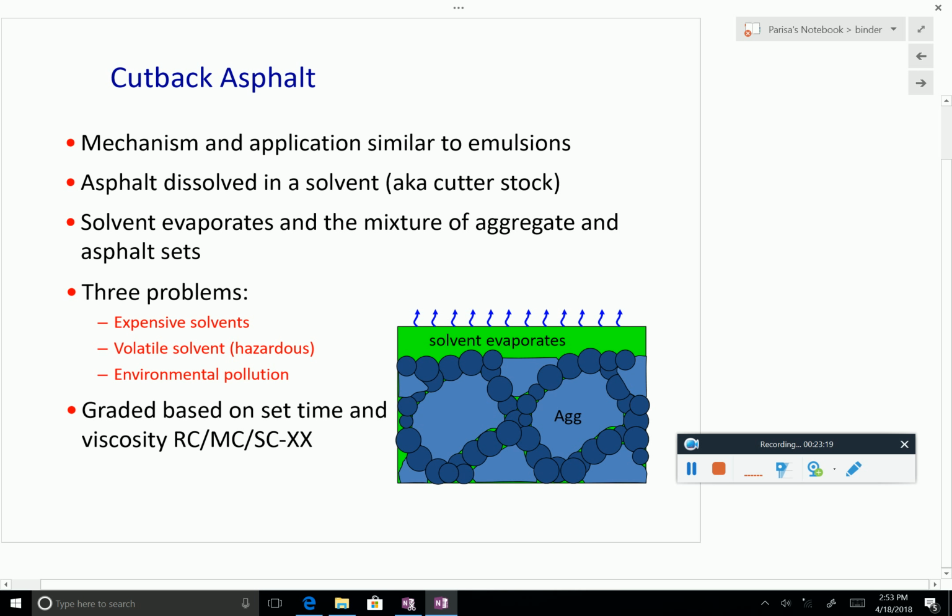Cutback, exactly the same way. The only difference is it's asphalt dissolved not in water, but in some chemicals. And because of that, we don't use it as often anymore, because these chemicals, when they evaporate, if you breathe them in, you may get sick. So it is hazardous. And also chemicals are typically more expensive than water. So we kind of don't like this very much anymore, but you may hear this name, and it was used before, so it's important to know what it is. In terms of the mechanism, just like emulsion.